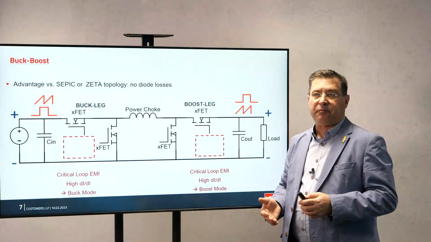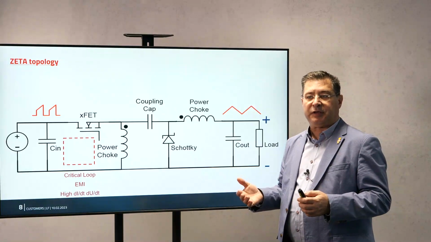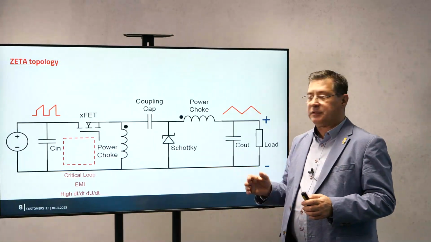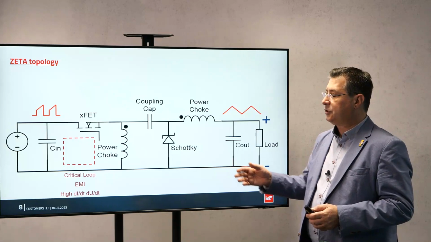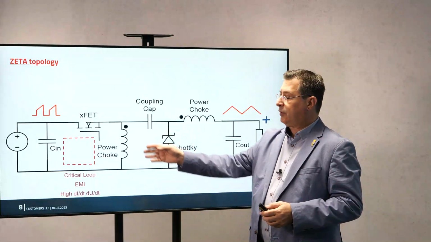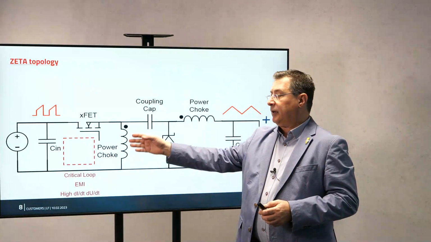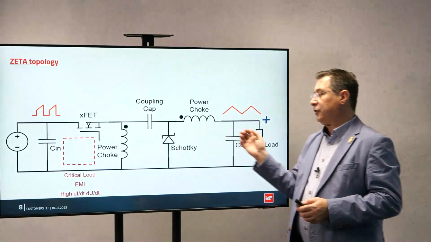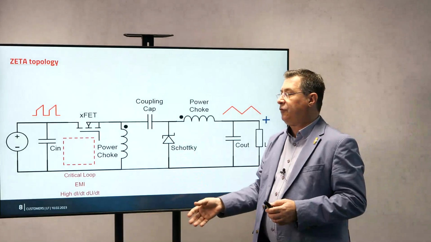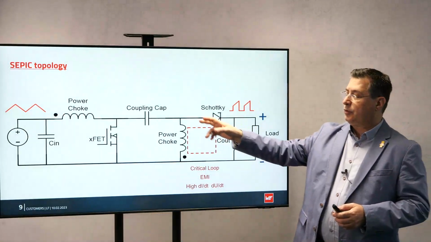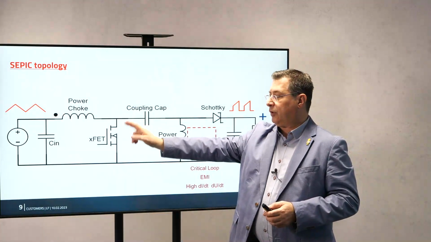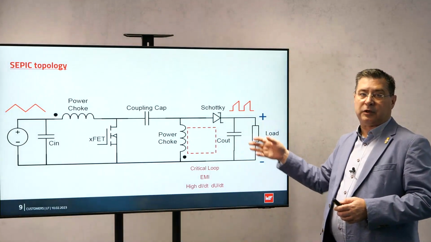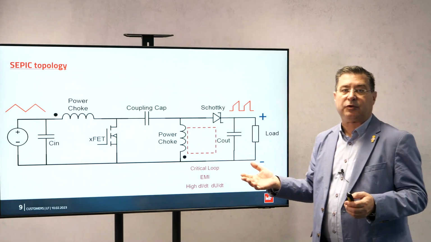A simple topology would be something like a Zeta or SEPIC topology. The difference between Zeta and SEPIC topology is the position of the switch. In Zeta, you have the switch and then the inductor. In the Zeta topology, you have to take care of the critical loop on the input, less for the output, more for the input. If you use a SEPIC, you have the coil and then the switch, and you have to focus more on the output. The output is noisier than the input. So it depends on the topology.